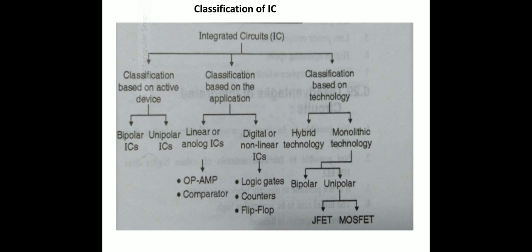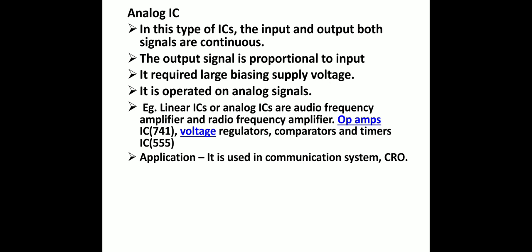In classification of the IC, there are two main types of IC: the linear or analog IC, and the digital or non-linear IC. First, what is the analog IC? In this type of IC, the input and output signals are both continuous. An example is the AC signal. In analog IC, output is proportional to the input. Input is AC, output is also AC signal.